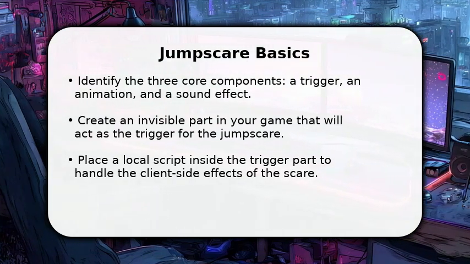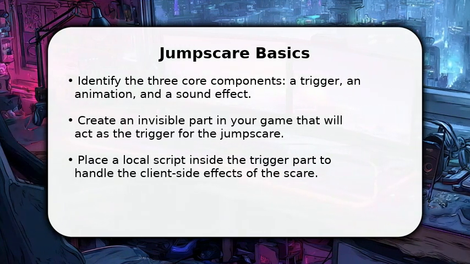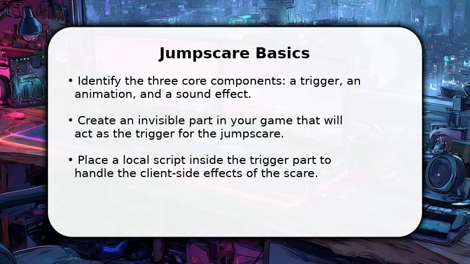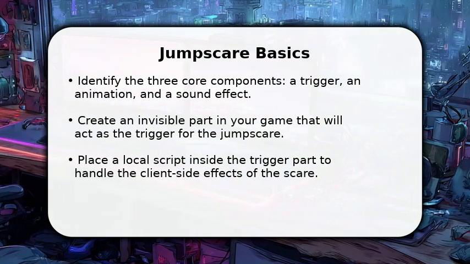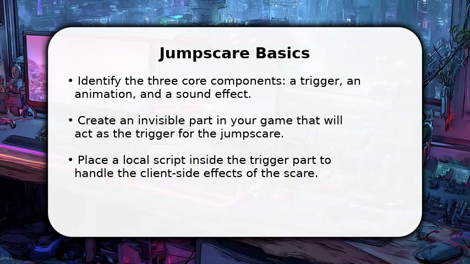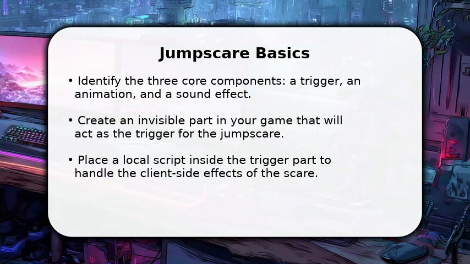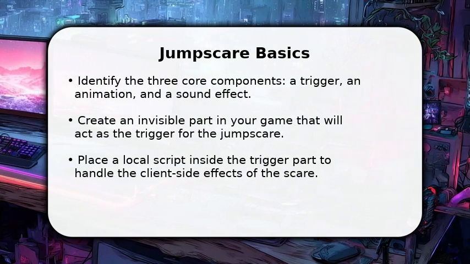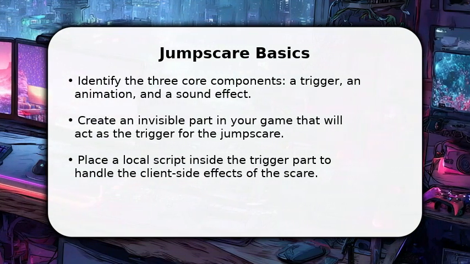Begin by creating an invisible part in your game world. This will be the area a player enters to activate the scare. Inside this trigger part, insert a local script. This script is crucial for ensuring the jump scare effects are seen and heard only by the player who activates it, providing a personalized and impactful experience.